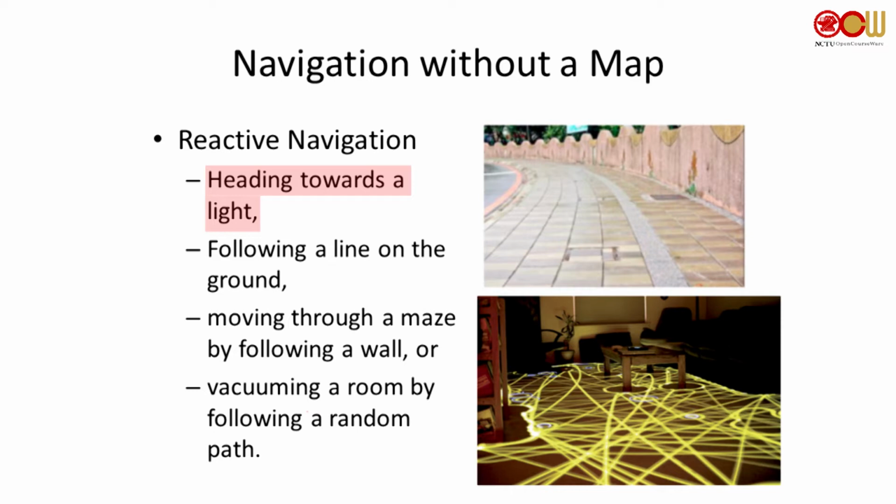Heading toward a light. You could imagine that an animal or insect can do this, right? Or following a line on the ground. Moving through a maze by following a wall. Last one, vacuuming a room by following a random path. So here, actually, no map is required, not even building a map. You still have the sensing, but maybe minimum planning, and you react, to head toward a light, to follow a line or a wall, for example.